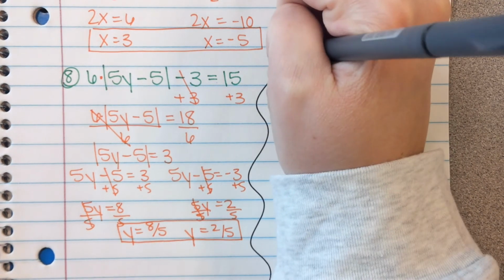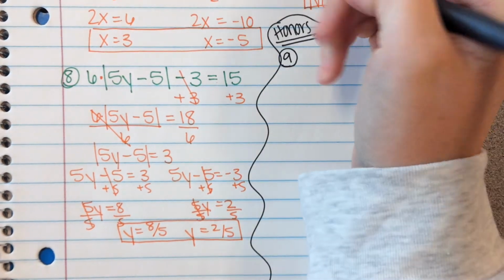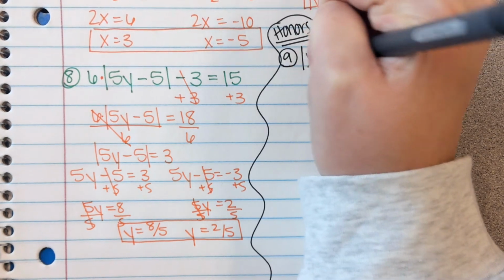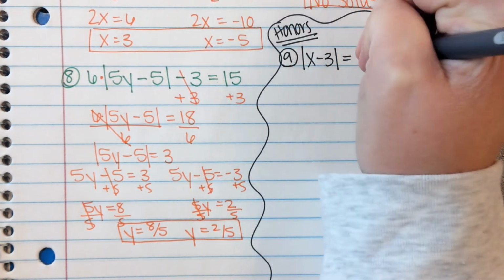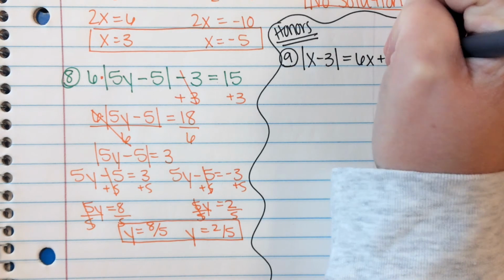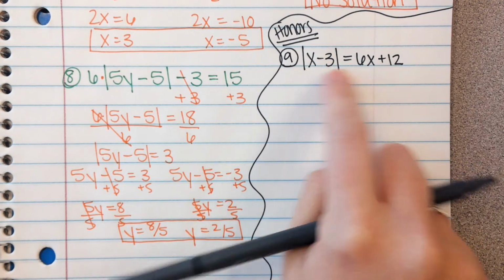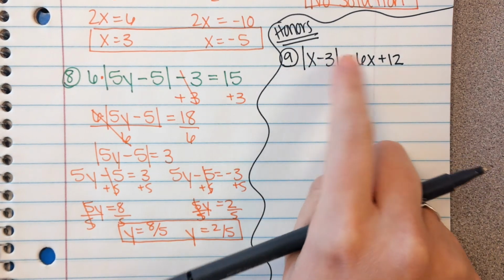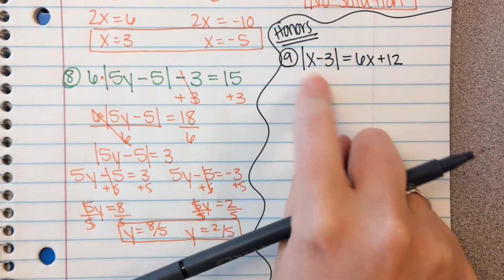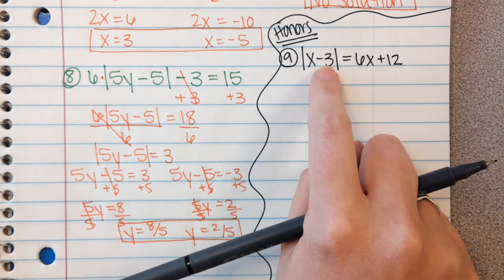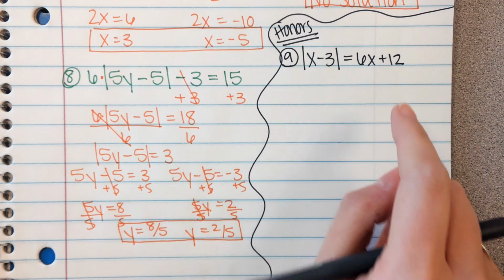So this is bonus example number 9, and we have the absolute value of x minus 3 equals 6x plus 12. Okay, so here's your absolute value equation. We look outside the bars. There are no operations outside the bars. So we can go straight to making two equations.